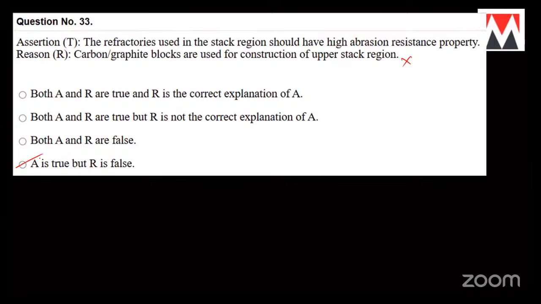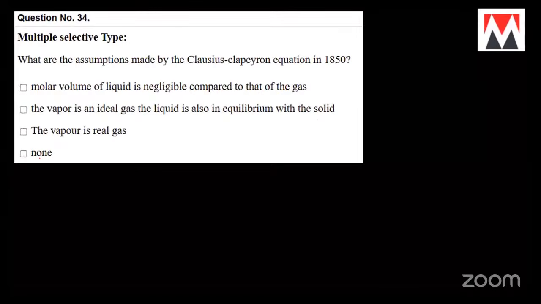Generally, you'll be using high alumina bricks. See, whatever flue dust you'll be getting, those dust will be collected and compacted along with alumina, and made into refractory bricks. Not directly, I mean, they'll undergo a few processes also.